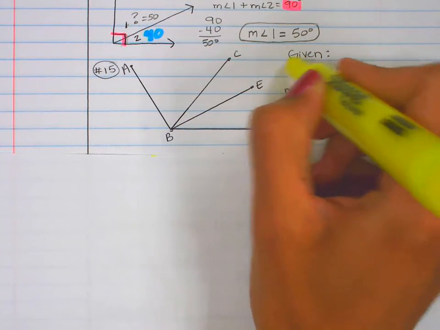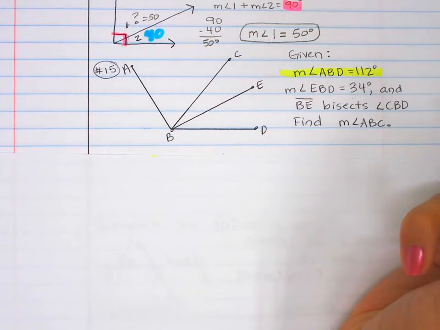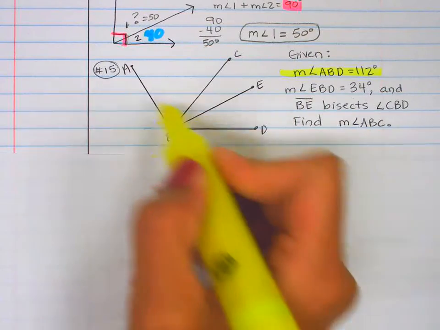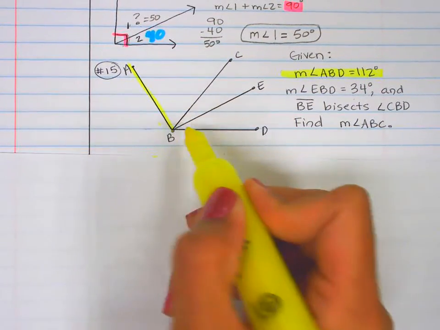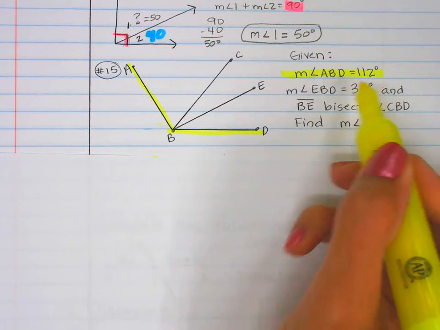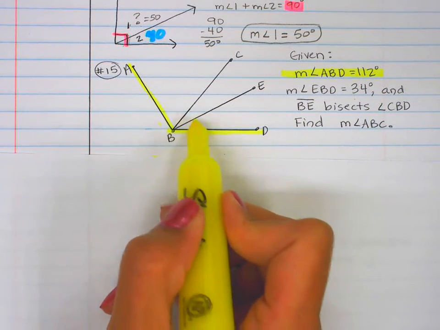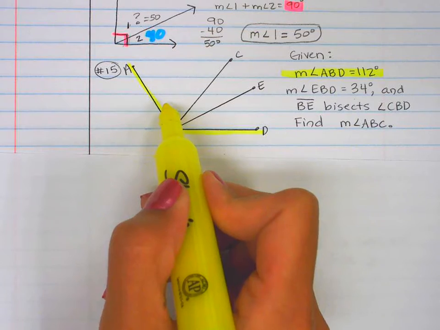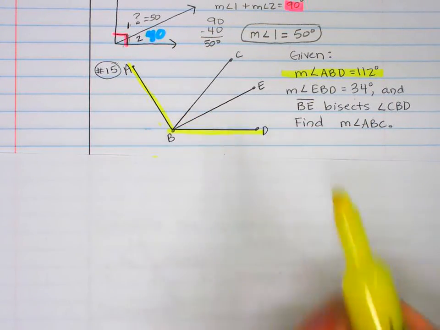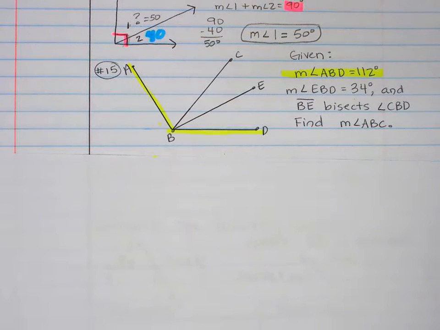So measure of angle ABD is 112. That's the measurement from A to B to D. I'm going to trace it just to show you. So ABD, that whole thing is 112. I'm not going to write it in because it's kind of all over the place. If I wrote it right here, it stands for that angle. If I wrote it here, it stands for that angle. So that whole thing is 112. I highlighted so I can at least see it there.